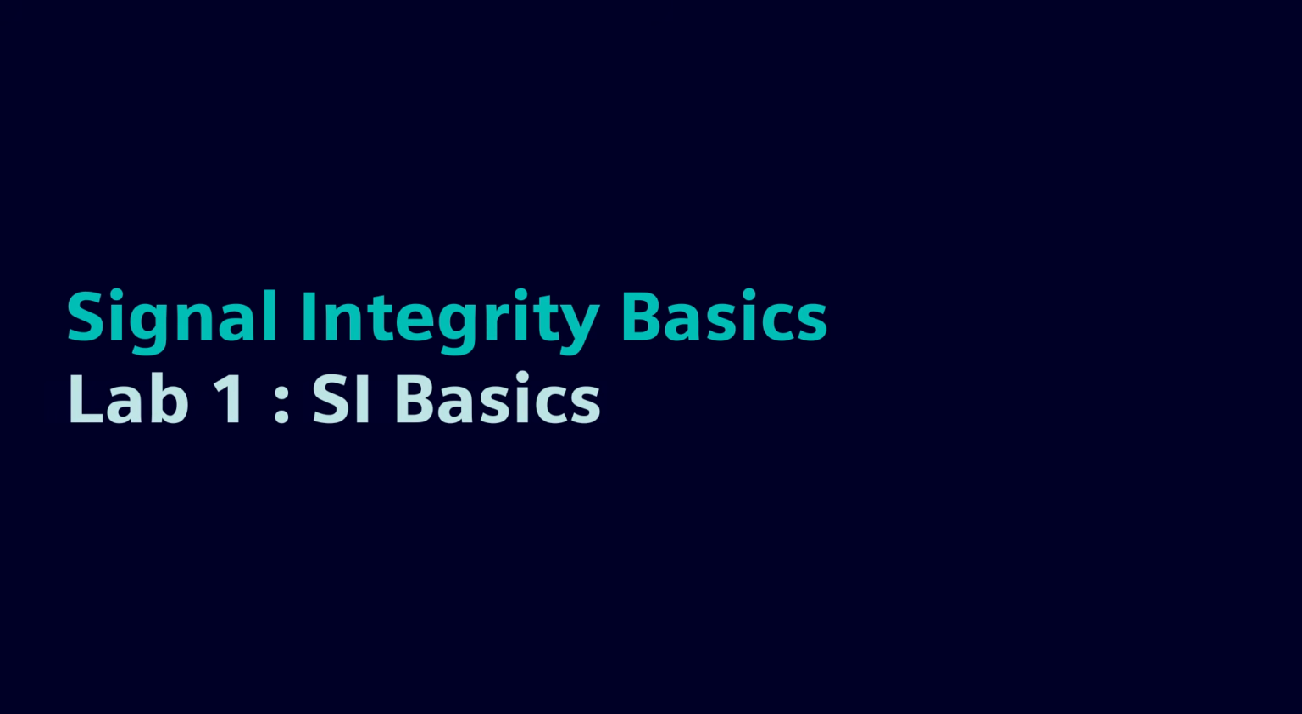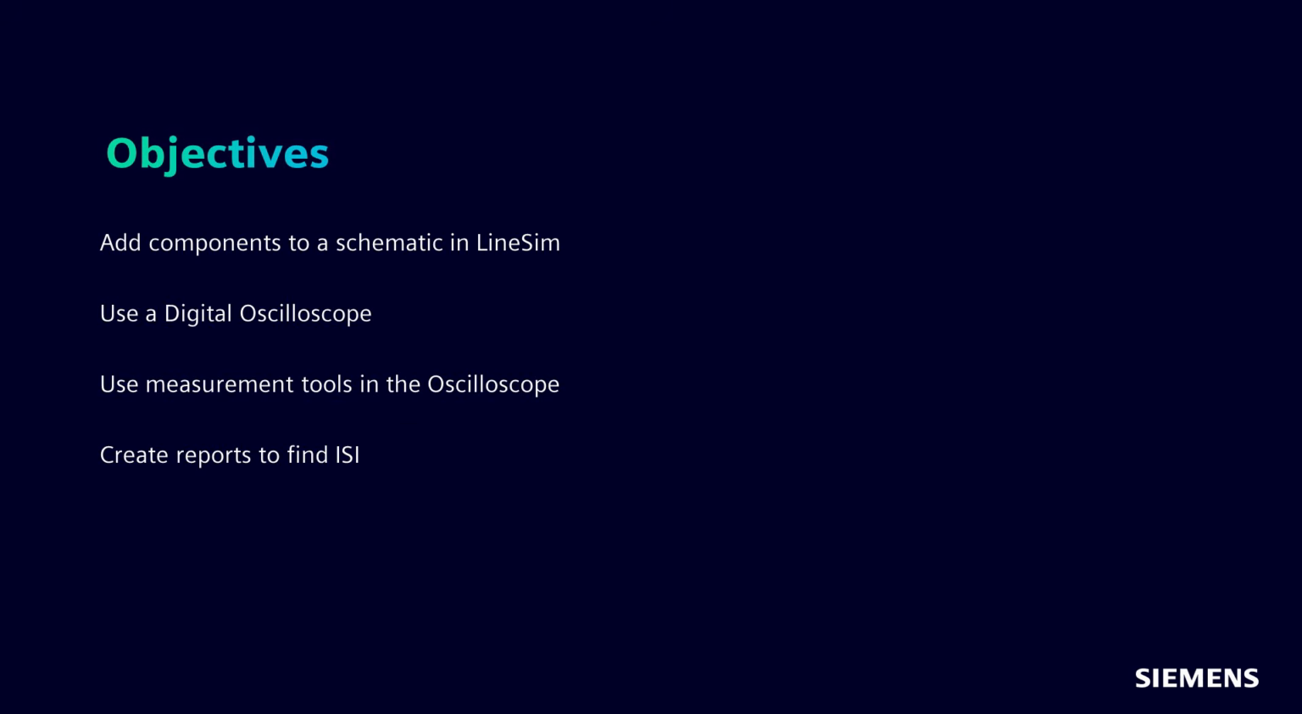Welcome to Lab 1 of our Signal Integrity Basics series. To begin these labs, we lay the groundwork for understanding signal integrity, or SI, which is all about the quality of a signal and how accurately it represents its intended shape. In high-speed digital systems, ensuring the integrity of signals is paramount for reliable operation.